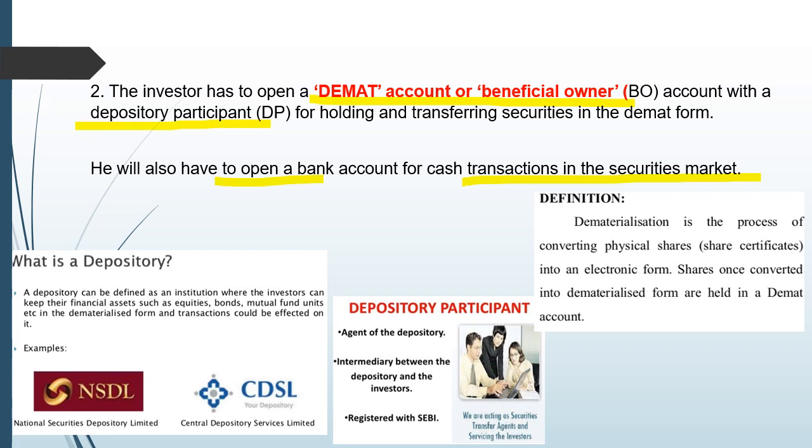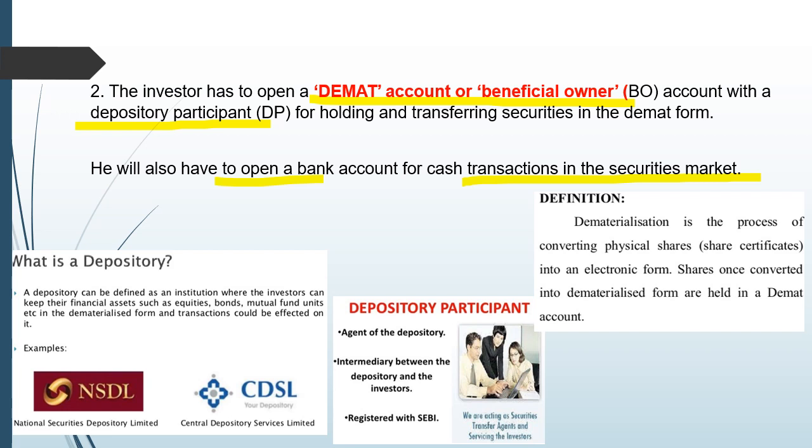Now, there's a new word that you have here: depository participant. Now, what is this depository participant? A depository participant is nothing but an institution, like your bank is an institution. This institution will help you to buy shares and to sell shares. Why? Because they know that you are trading with, let's say, the stock market.